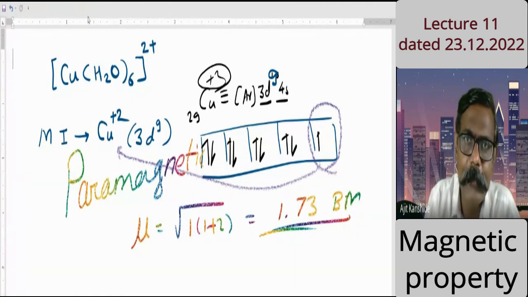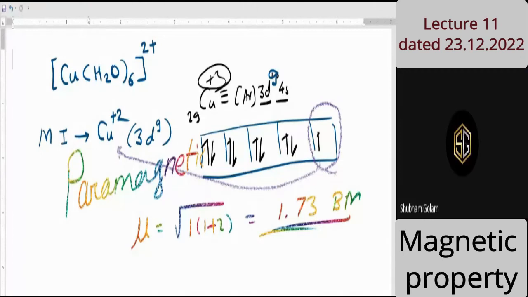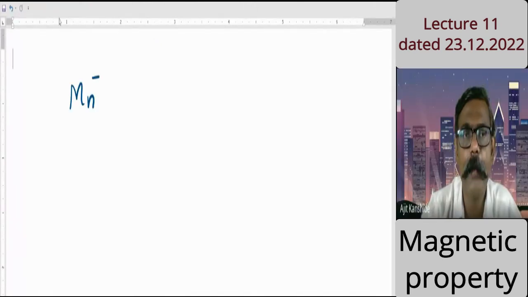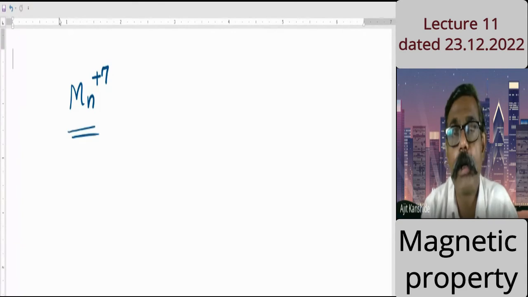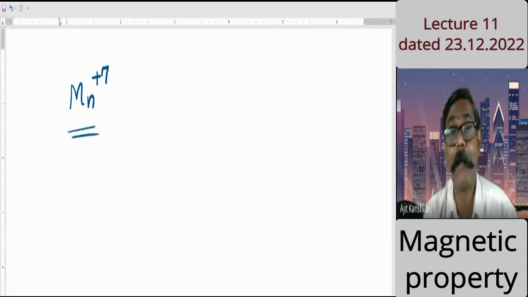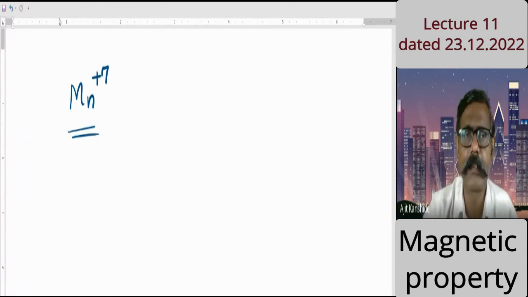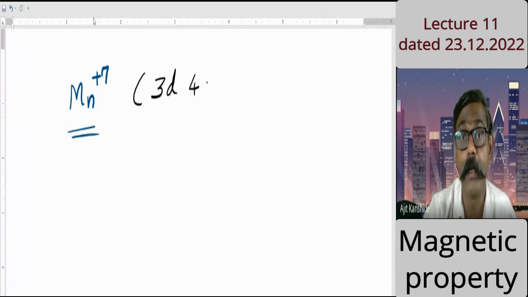Is this example clear? Now I want to talk about Mn plus 7. What do you think, Mn plus 7, paramagnetic or diamagnetic? Stepwise, let us go. For the electronic configuration, of course, electrons will be in the 3d orbital and 4s orbital, if they are there.